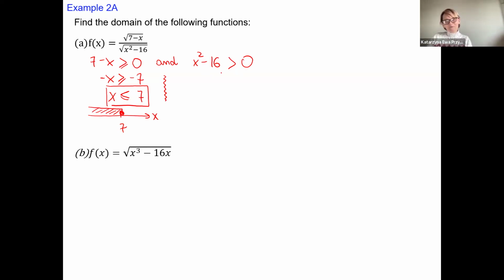And now, how can we solve this inequality? x squared minus 16 is greater than 0. It's not a linear inequality. We would like to get a product. We would like to get the zeros. Let's factor out x minus 4 and x plus 4.